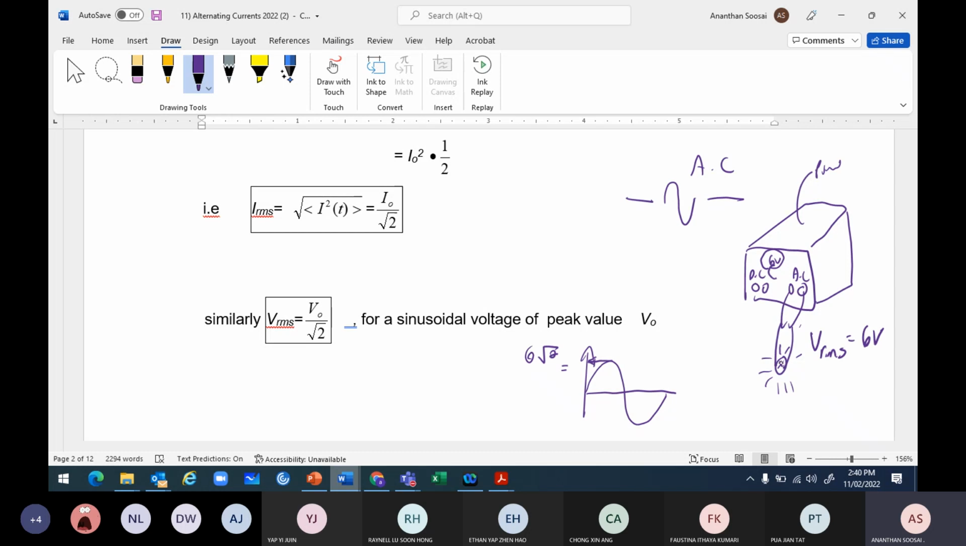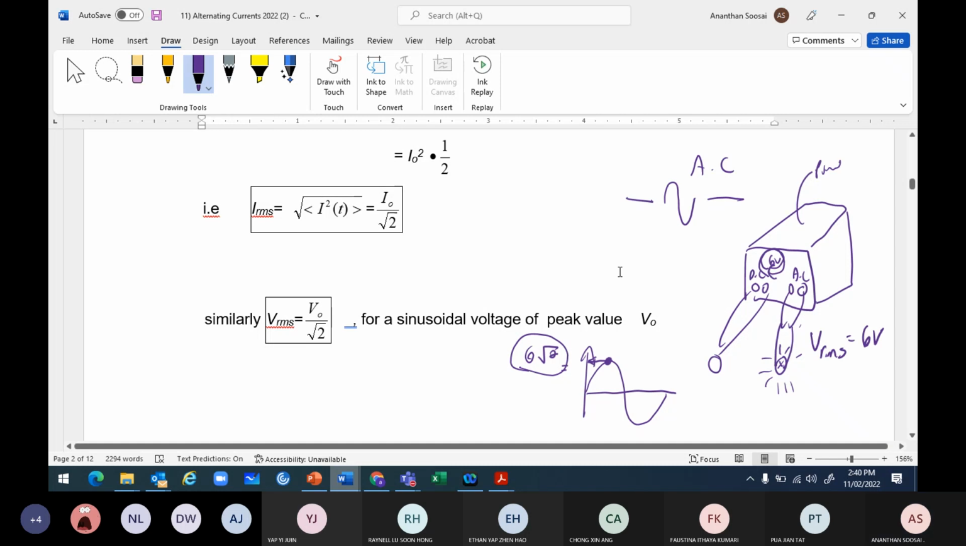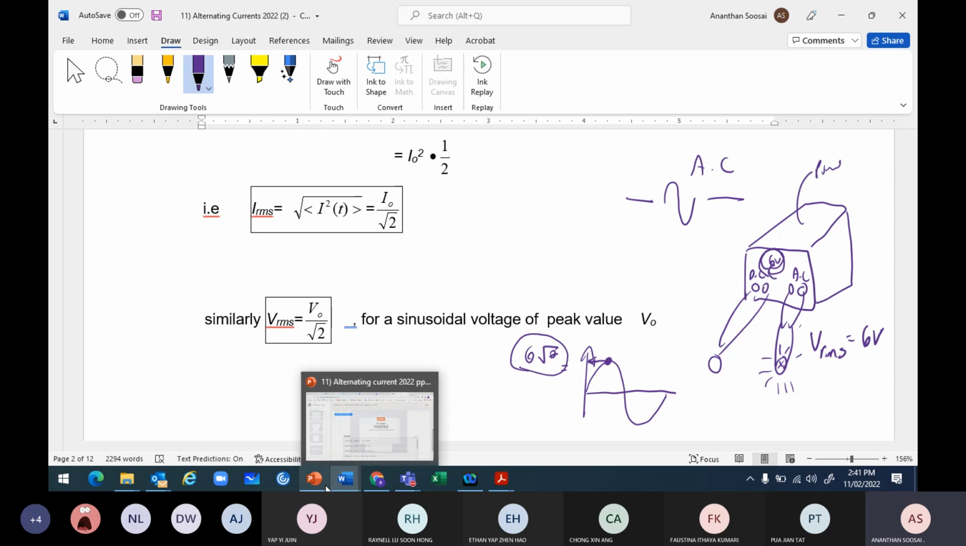That means for this light bulb, the voltage fluctuates, so the current also fluctuates, okay? If you state 6 volt, it means the light bulb can sometimes go beyond 6 volt, the instantaneous voltage. It can go up to 6 root 2 if you connect it to an alternating current. But whatever it is, the average power for DC and AC is the same. You get the same brightness. Okay, so from here, let's move on.